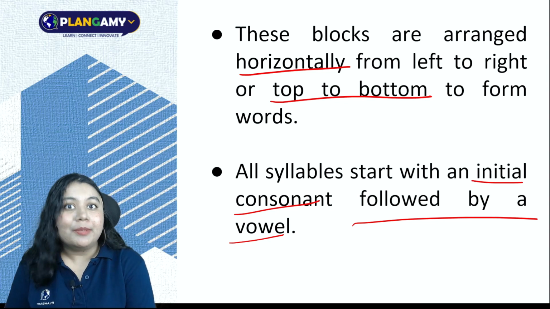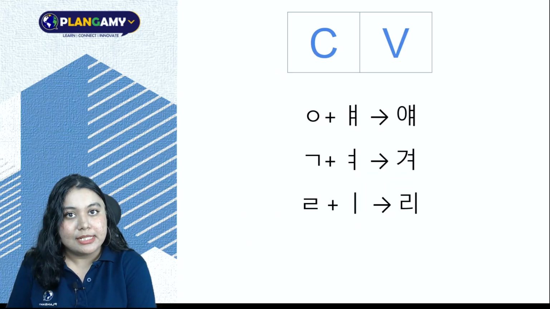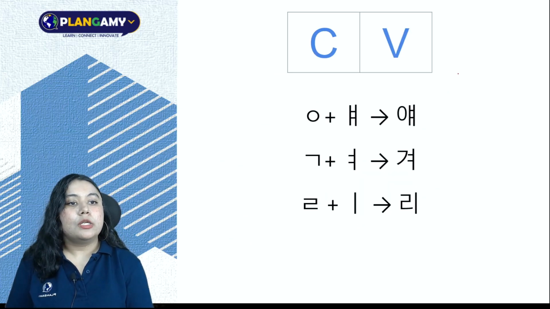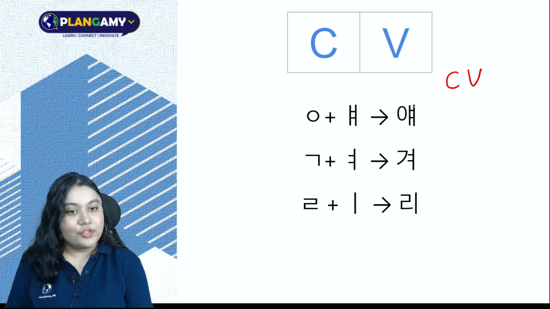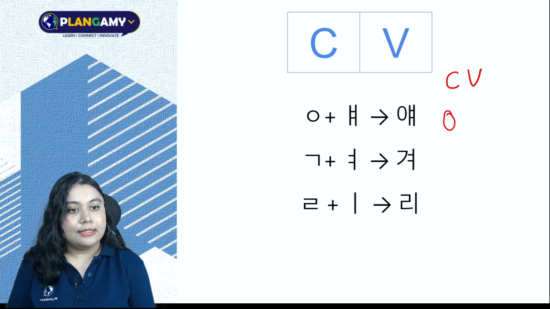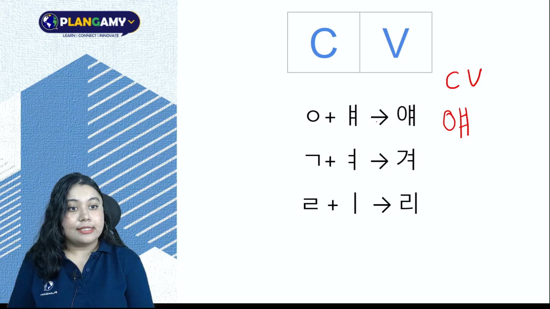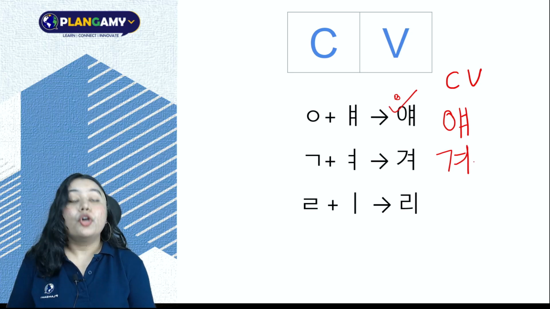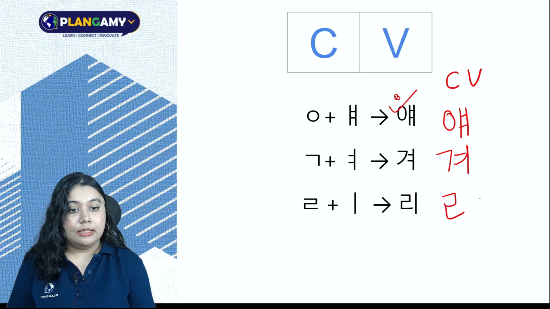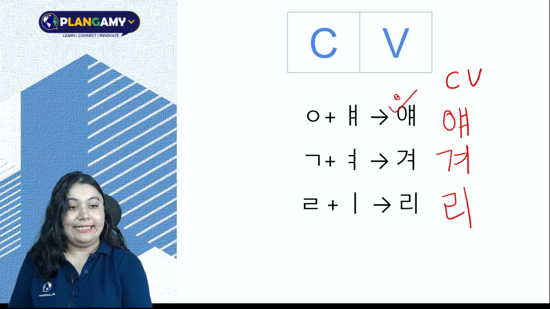Let's see the different patterns in which we can form syllables. The first being consonant and vowel beside each other, but starting with consonant always. So, consonant, vowel, ye. This is not making a sound. Yes, so ye. Gh, yo, gyo, rl, ri plus e, ri.